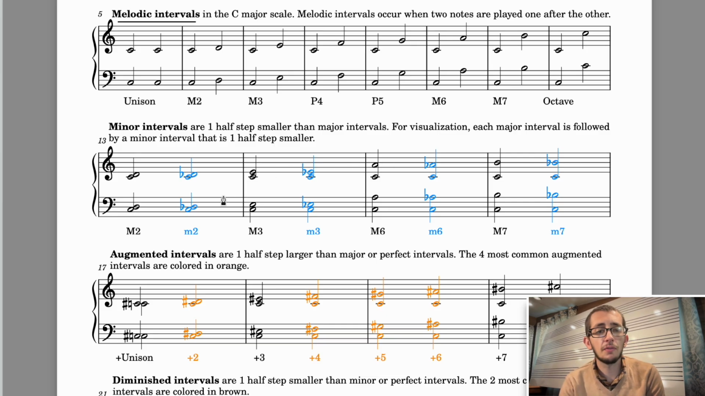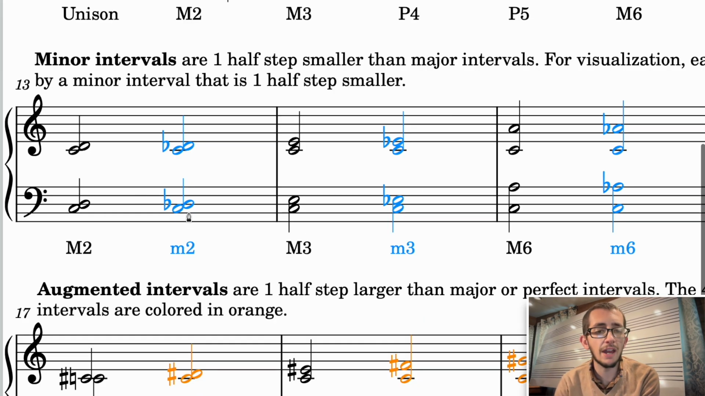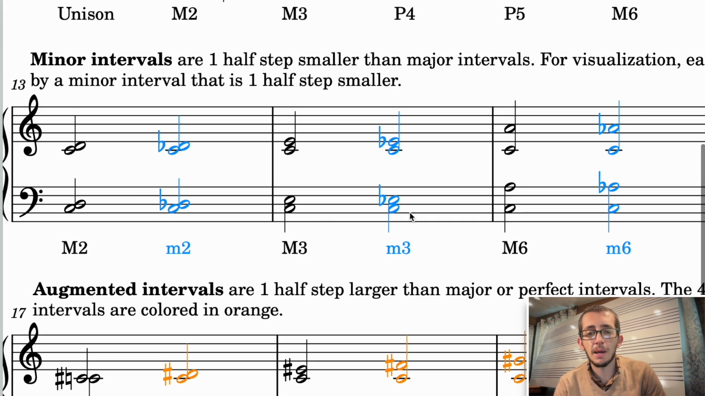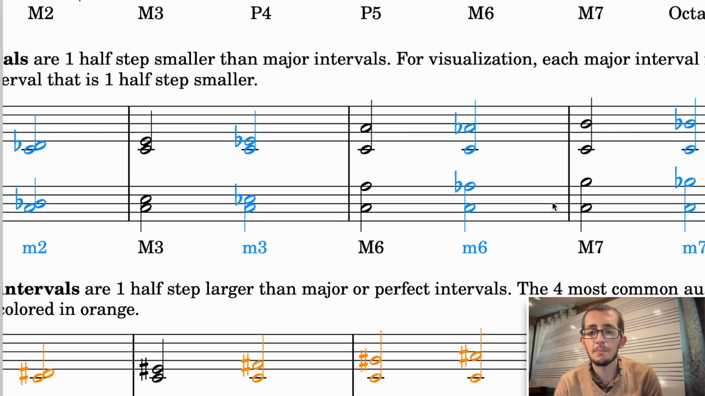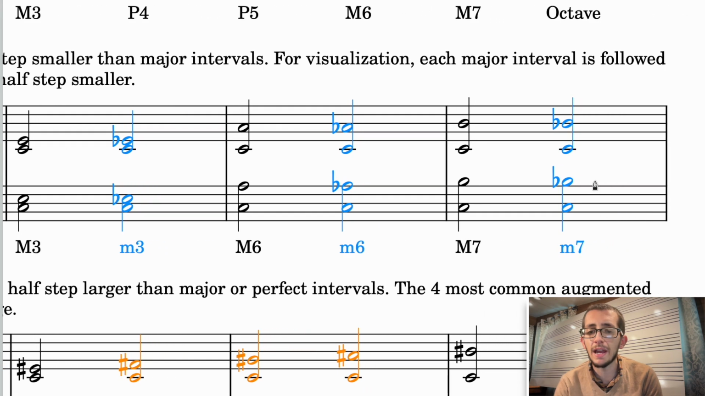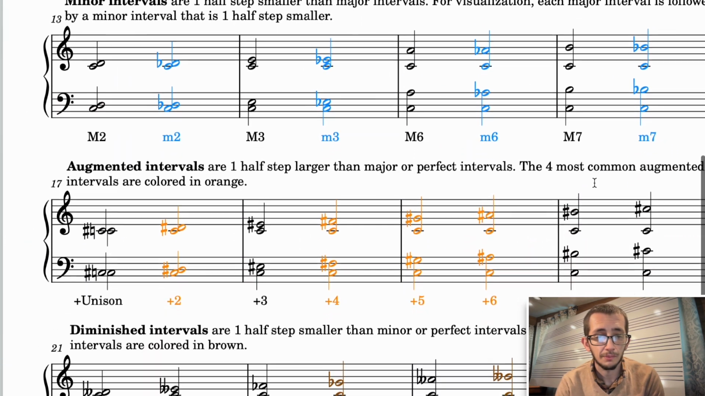You're only going to have minor intervals that are derivatives of the major intervals. So the major intervals such as the second, the third, the sixth, and the seventh, you can turn all of those into minor intervals by lowering the top note by a half step. So C to D flat was our minor second. We just took that D and lowered it by a half step. C to E flat is a minor third. C to A flat is a minor sixth. And C to B flat is a minor seventh.